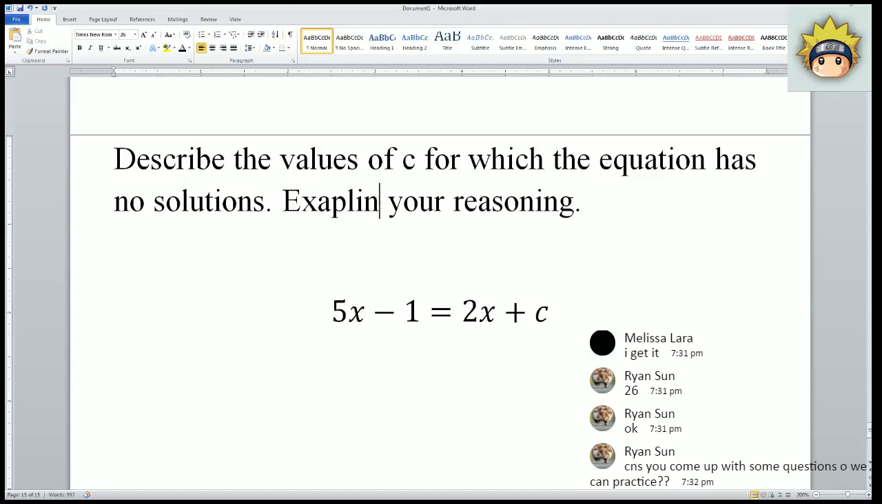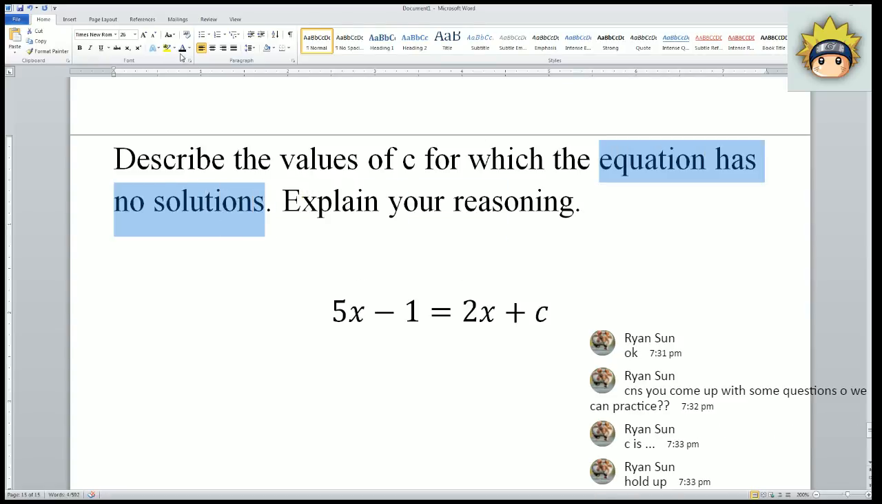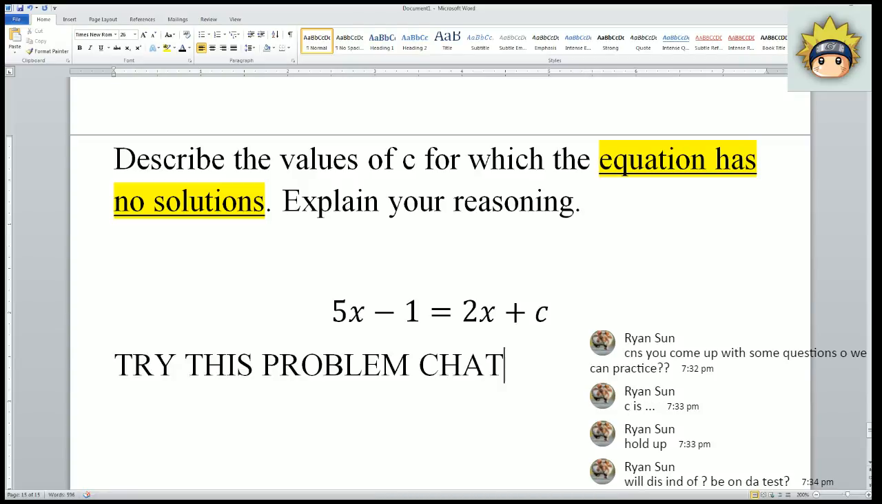Oh, I spelled explain wrong. Explain your reasoning. Alright, go. What is that value of C so that you could make the equation have no solution? Alright, that's your goal. Try it, chat. Try this problem, chat. Just practice the problem.